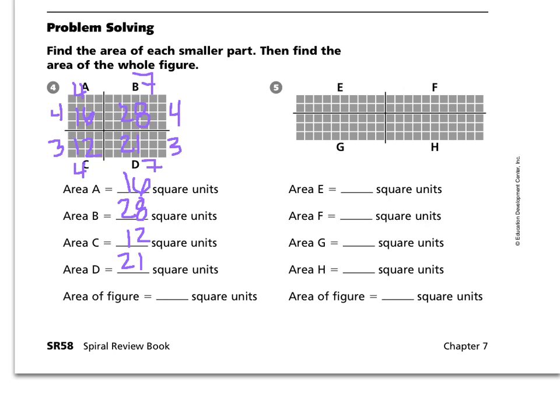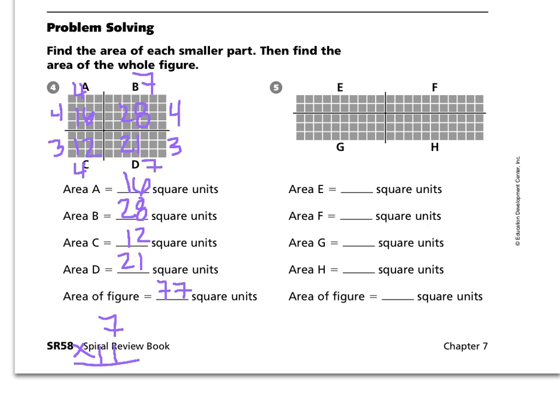I could either add up 16 plus 28 plus 12 plus 21, or I could multiply how many rows by how many columns there are. And I know that there's going to be 7 rows, and then for columns I have 4 plus 7, which would be 11, which would be 7 times 11 in order to find out the whole area. I know 7 times 11 is 77.